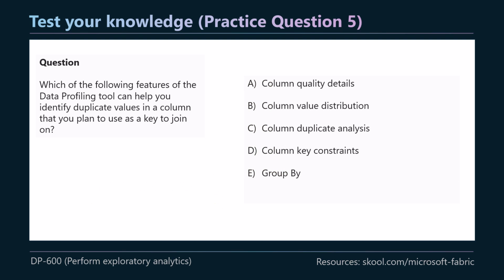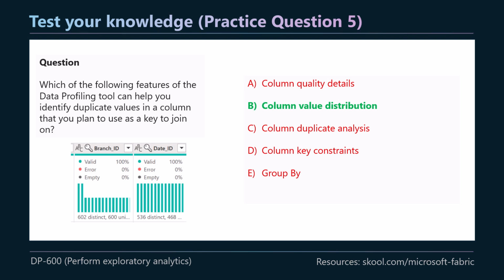Question 5. Which of the following features of the data profiling tool can help you identify duplicate values in a column that you plan to use as a key to join on? Is it A, column quality details, B, column value distribution, C, column duplicate analysis, D, column key constraints, or E, group by? So the answer here is B, the column value distribution. As we mentioned, one of the key use cases for the value distribution is to look for duplicate values, because if you've got a key that you plan to join on, you want to be looking for duplicate values in that key. A column with no duplicate values is going to look like this, with just a flat line. So every value is going to be distinct here.